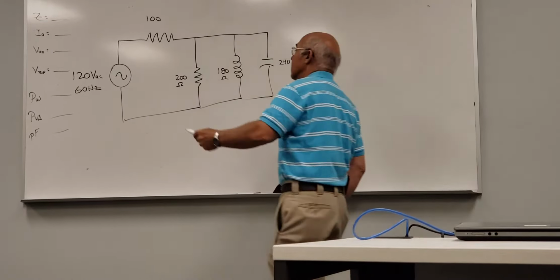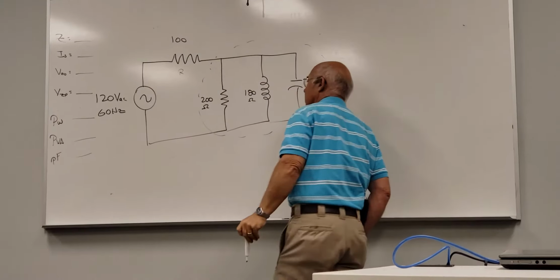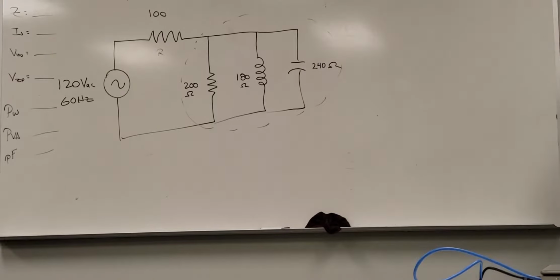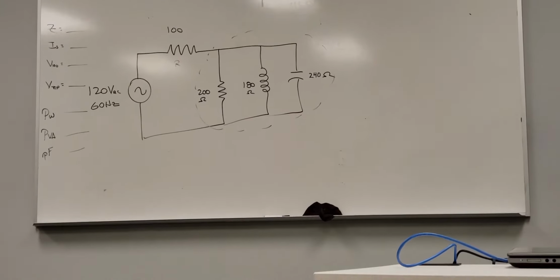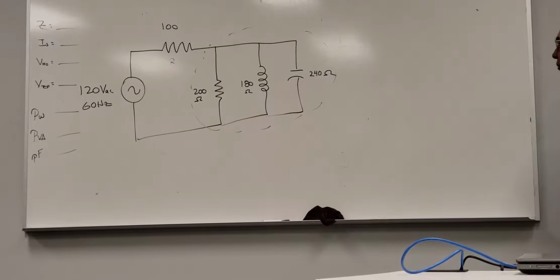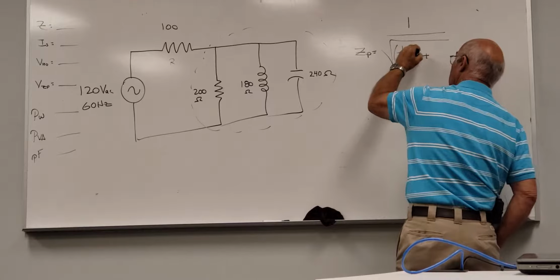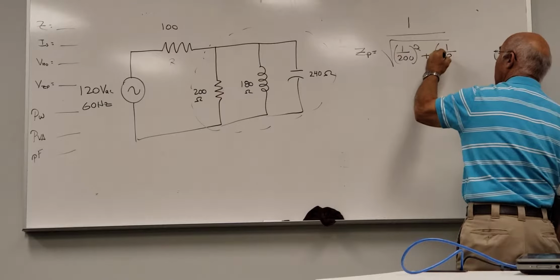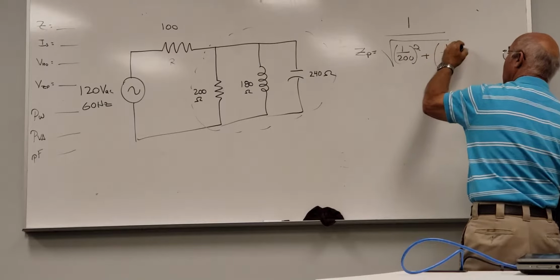Gonna be this resistor plus... So what I need to do is find out what the parallel impedance of that mess is. 200, 180, and 240. So I'll apply the 1/over method.